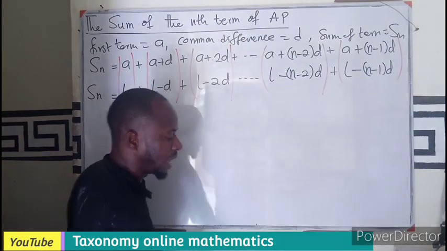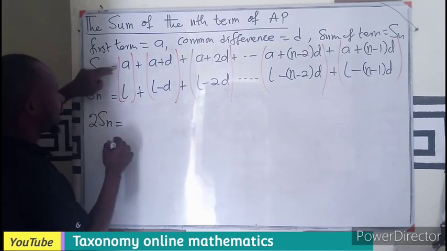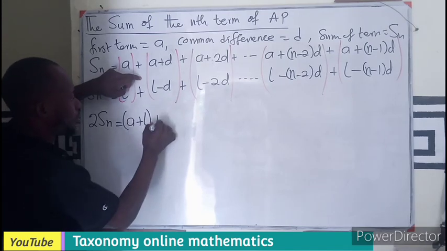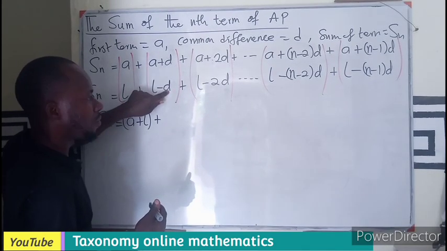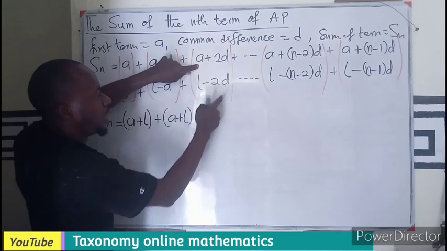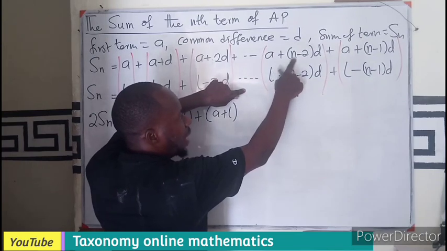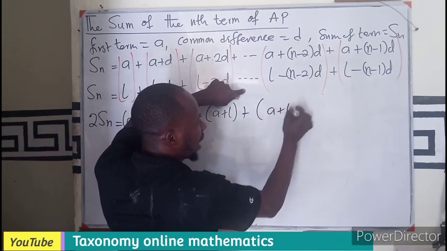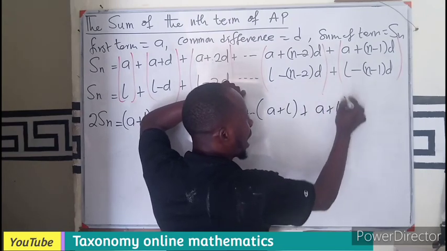if you have to add these terms together, beginning from the left, it gives us 2Sn, A plus L will be A plus L plus, this is A plus L, D plus minus D. It will still cancel to give you A plus what? L. 2D minus 2D will cancel. You still have A plus L. This is going to be n minus 2d. They will go. You still have A plus L. Then finally, we still have A plus L.